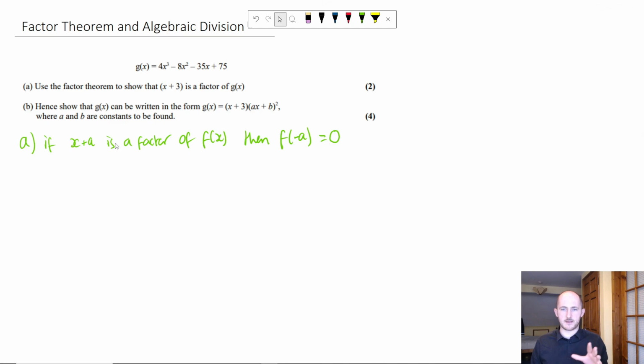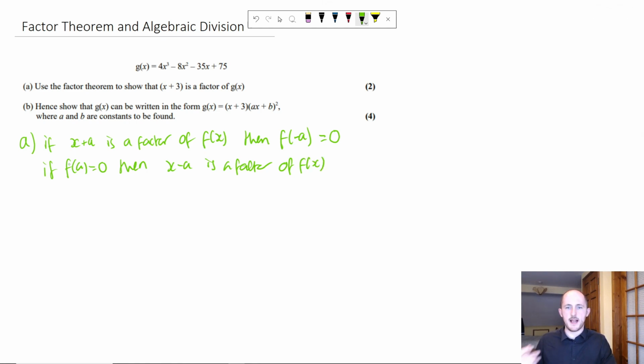So if x plus a is a factor of f of x, then f of minus a is equal to 0. You can write that completely backwards too. So if f of a equals 0, then x minus a is a factor of f of x. Okay, so it works both ways, of course. In this case, though, we're using this first line.